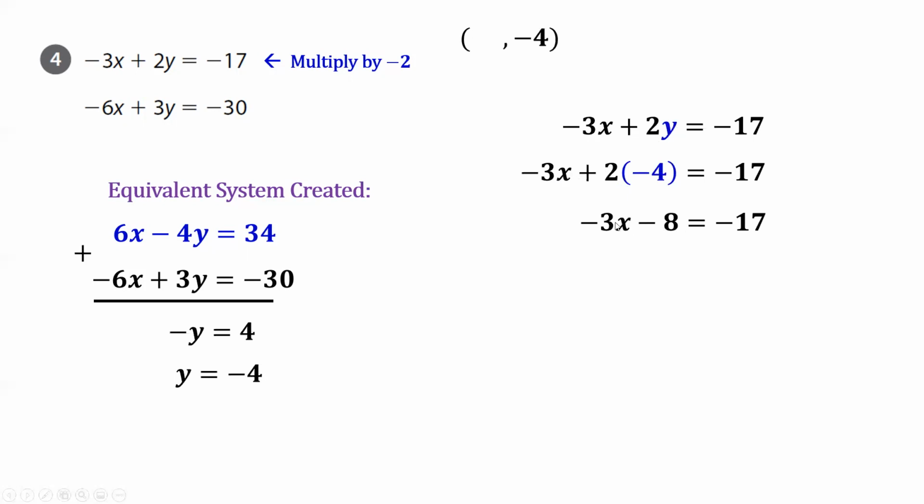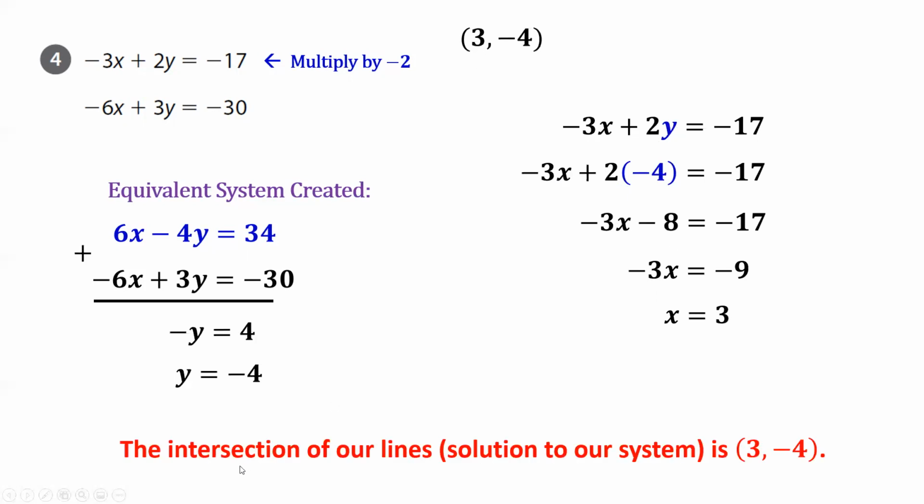Our goal is to solve for x, so I need to get rid of this -8. The opposite of -8 is to add 8 to both sides. -17 plus 8 is -9, and now I need to divide both sides by -3, and we get x is equal to +3. So we now know that the intersection of our lines, or the solution to our system, for number 4 is 3, -4.